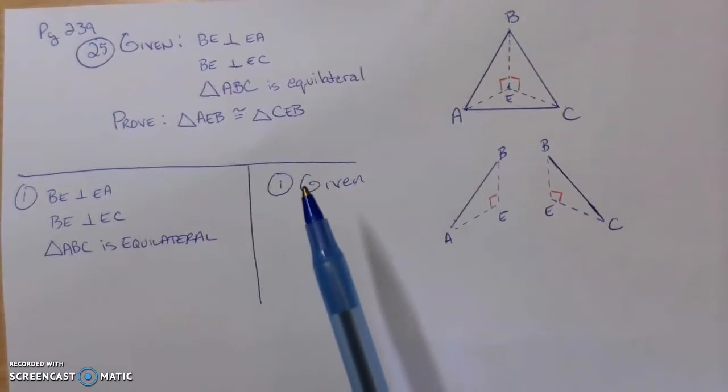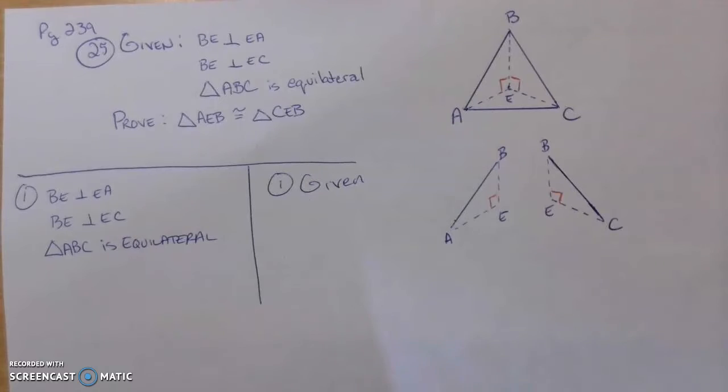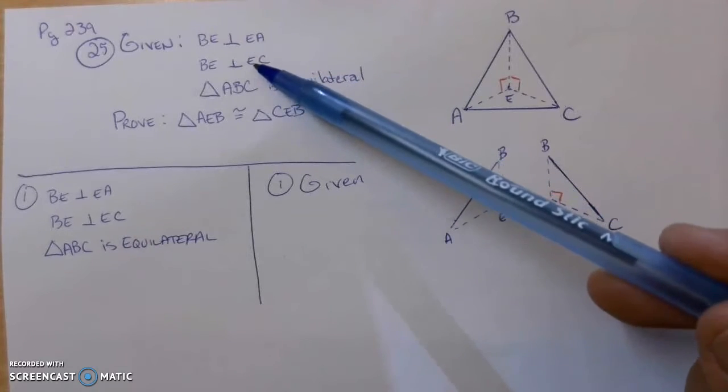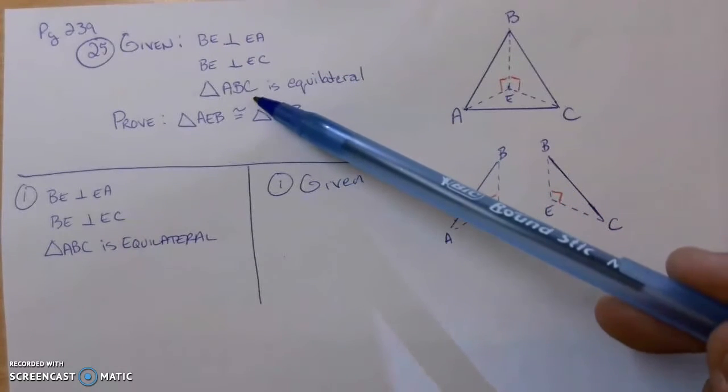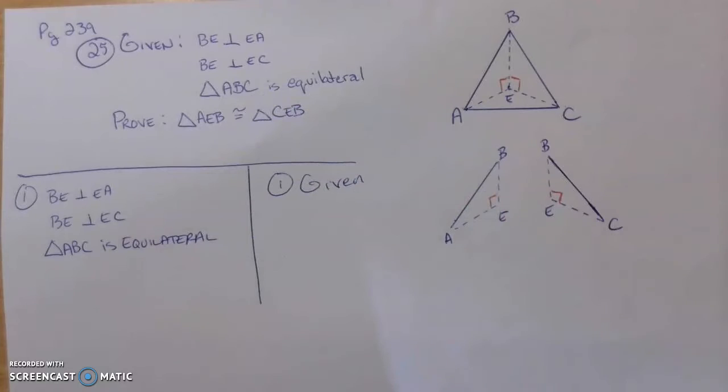Okay, we're going to do problem number 25 here. It's a two-column proof. You're just given some perpendicular lines and you've got an equilateral triangle. What makes this proof strange and different is the fact that we have a three-dimensional proof here. So we've got to be careful on what we're trying to prove.